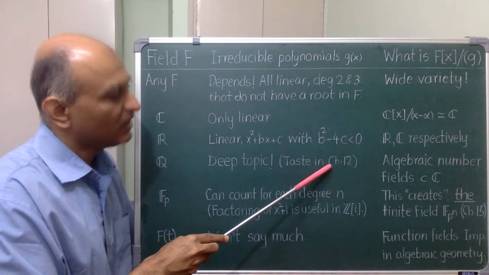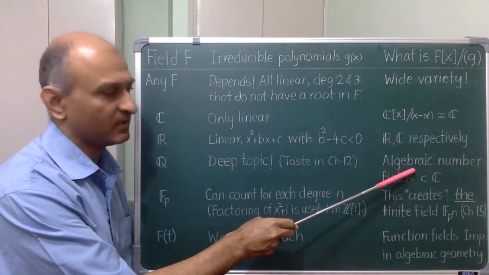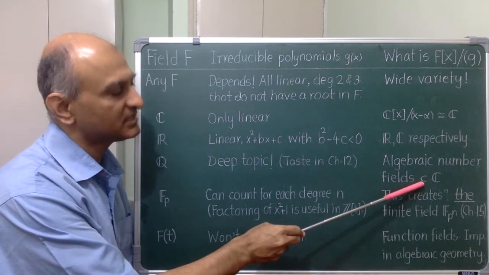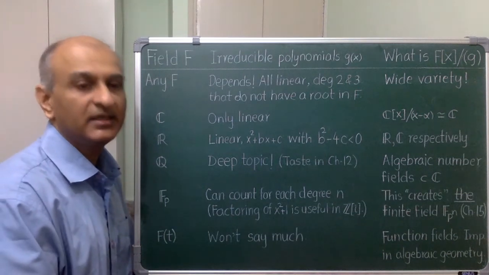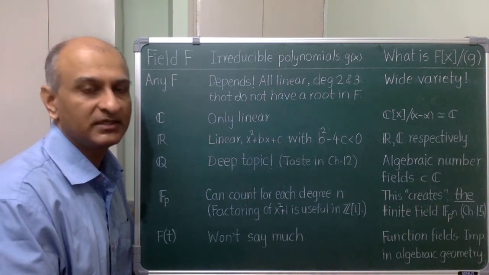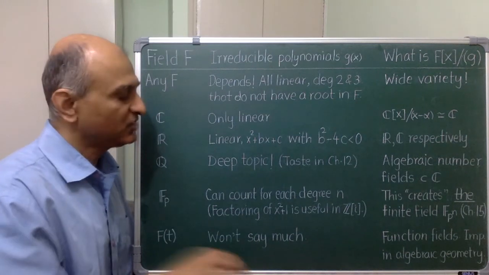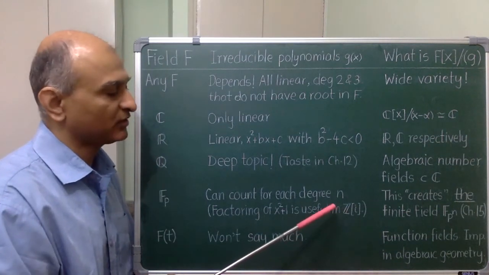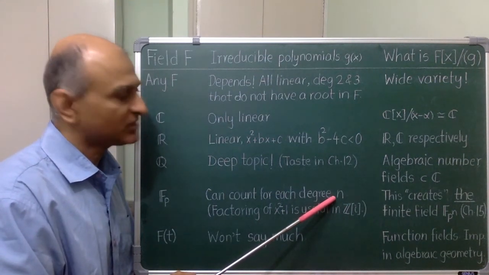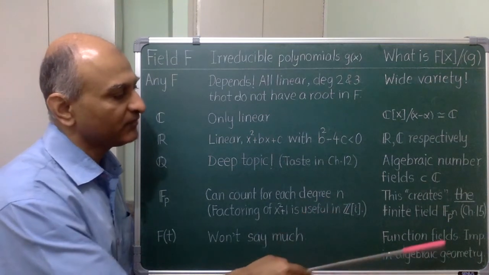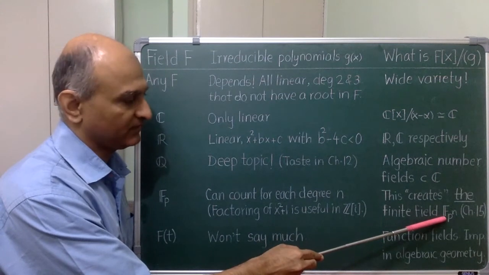Going modulo these polynomials gives me fields that are called algebraic number fields, and they can be realized inside complex numbers. In case of F_p, we have already seen irreducible polynomials of small degrees over F_2, and you should do the same for other small primes. In general, I can count such polynomials of any given degree n over F_p, and going modulo such a polynomial creates for me the field of order p to the n, as we will see in chapter 15.